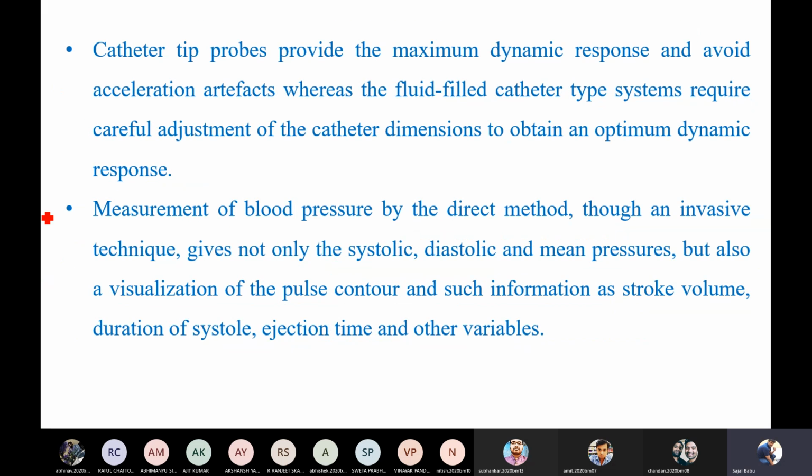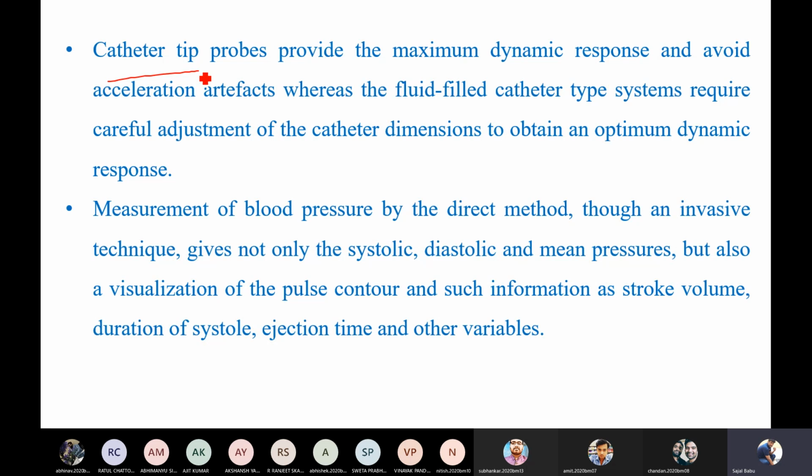I am repeating that in the catheter tip probe, you are going to have a sensor at the tip of the probe. Whenever you puncture the blood vessel and insert the probe, the sensor will come in contact with the blood. Whenever the blood flows, the sensor will convert the pressure of the blood into an electric signal, and this signal will be amplified and filtered, which is common in everything. Then it will be displayed or recorded. So the sensor directly converts the blood pressure.